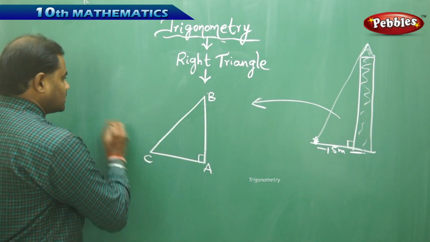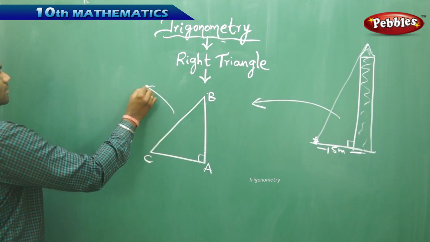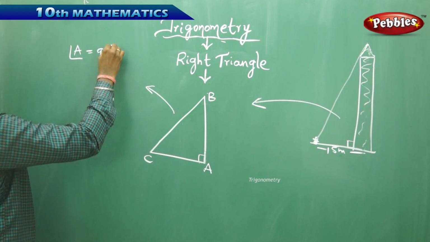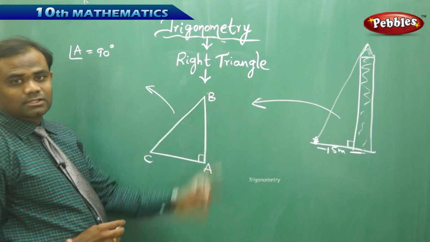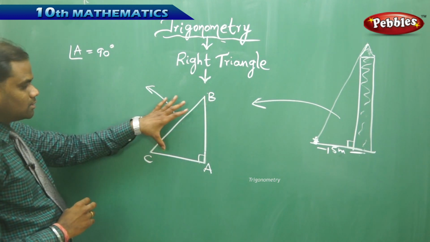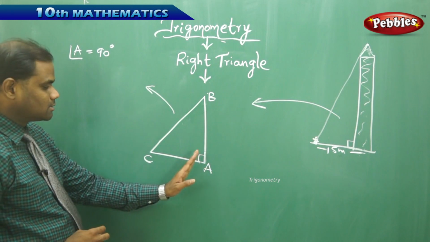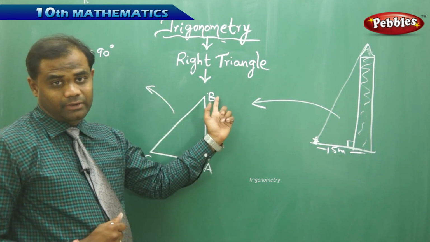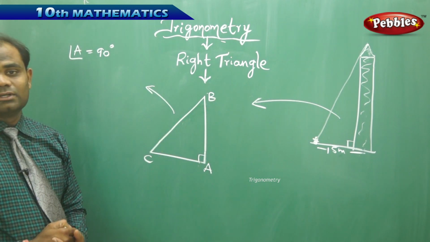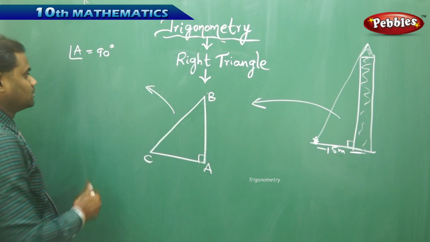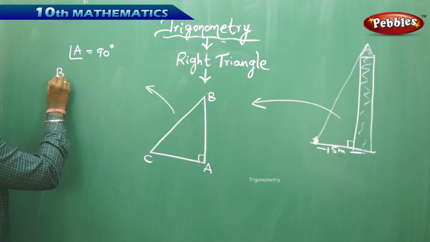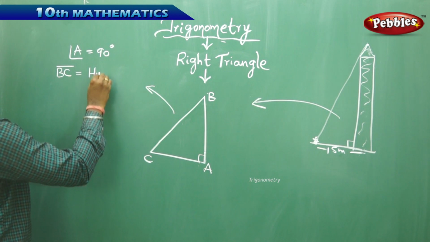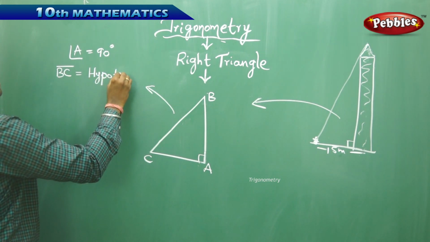If angle A is 90 degrees, then BC is called the hypotenuse because it is opposite to 90 degrees. The side opposite to 90 degrees will always be the longest side in a right angled triangle, and that side is called the hypotenuse, the longest side. So BC is called hypotenuse.